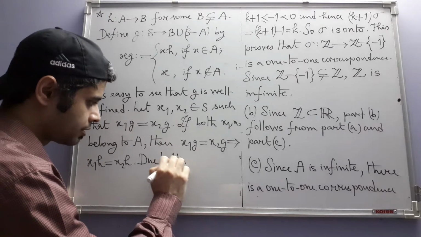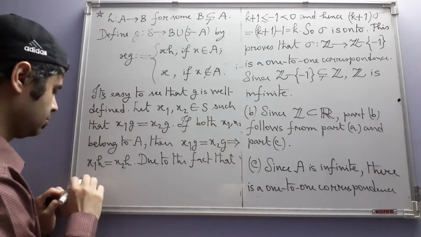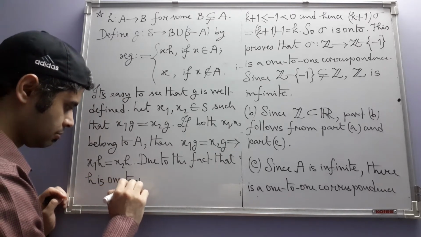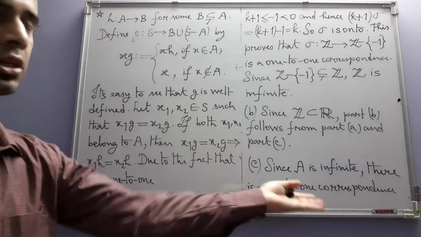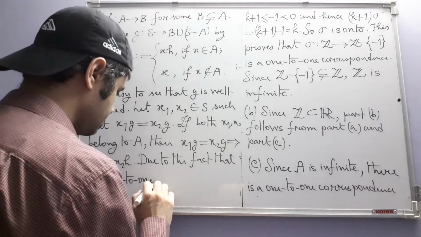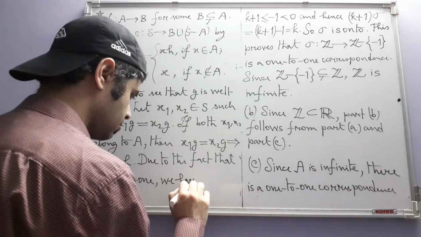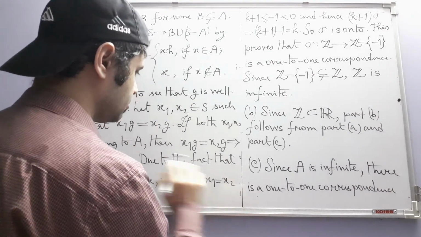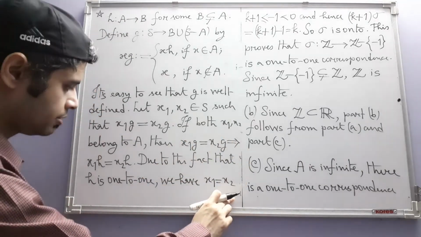Due to the fact that h is 1 to 1. Where is that coming from? Because h is a 1 to 1 correspondence, so it has to be a 1 to 1 mapping. H is 1 to 1, we have x1 equal to x2. So in this case, this ultimately implies x1 is equal to x2.